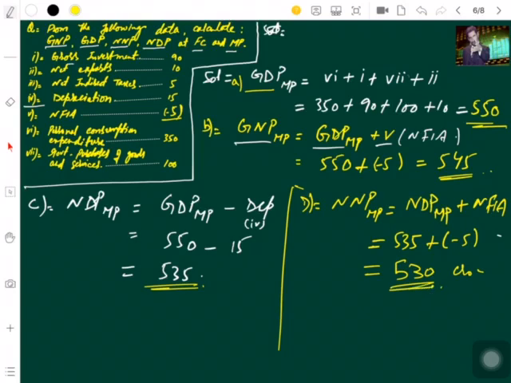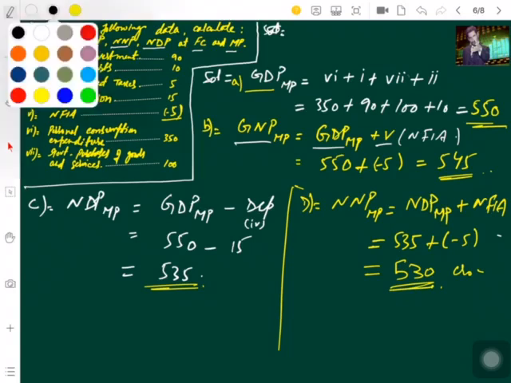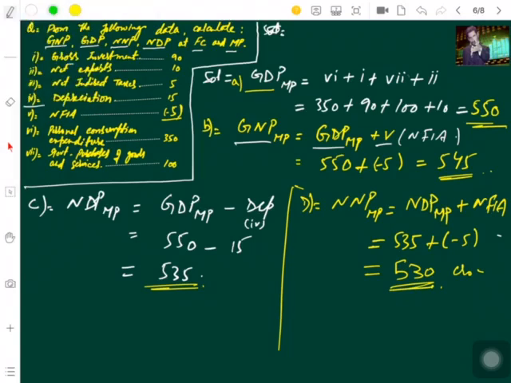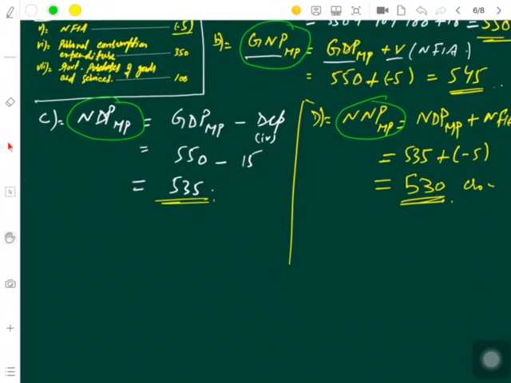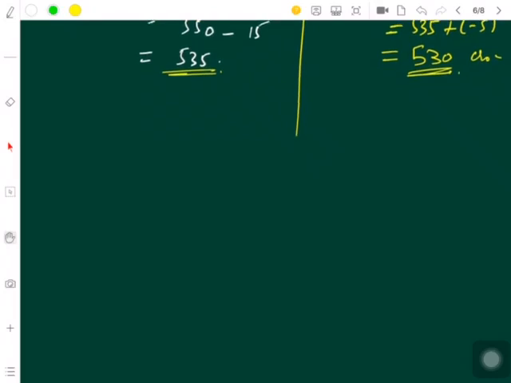How many are we done with? Let me choose some other color. Let me choose green. We are done with GDP at MP, GNP at MP, NDP at MP, NNP at MP. Now 4 are remaining. I think those 4 must be done by you people. I'll just go on a Jiffy. I'll do all those 4 in a quick way, I would say. So I'm going to do less talking, more doing.